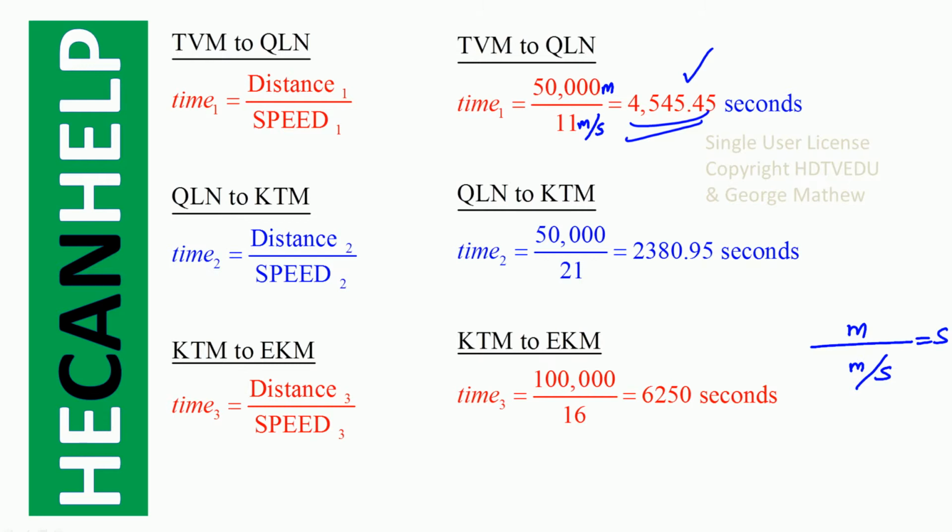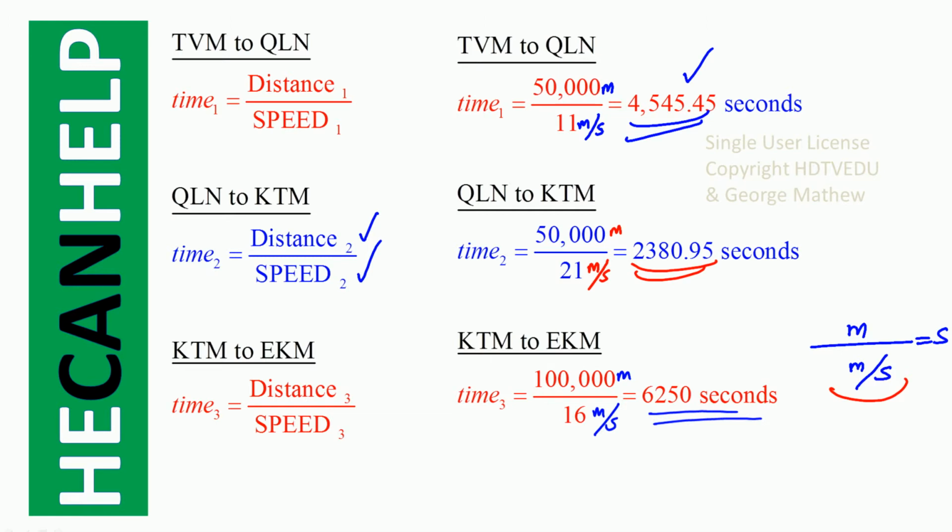Let's go to the next segment, QLN to KTM. Distance divided by speed is time. The distance is 50,000 meters, and the speed is 21 meters per second. Meters divided by meters per second is seconds. So you get 2,380.95 seconds. Finally, we go from KTM to EKM. The distance is 100,000 meters. The speed is 16 meters per second. So we get 6,250 seconds.